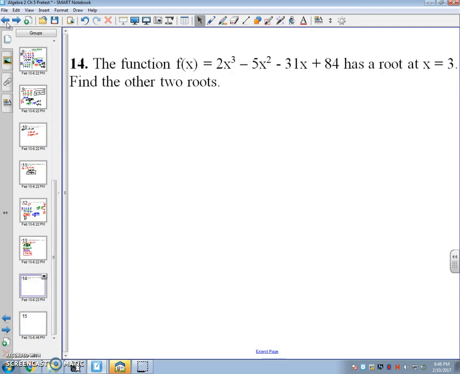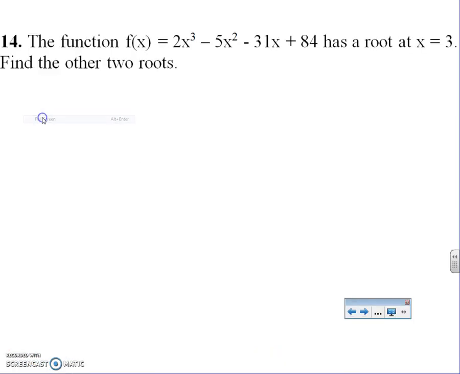And the very last question is this. This function has a root, find the other roots. So basically it's solving. They're nice to us, they gave us a root. So if it's a root, you plug in here. That's not a factor, so do not change the sign. Now the polynomial has degree 3. That means there should be 4 terms. I see all 4, that's good. 2, -5, -31, 84.